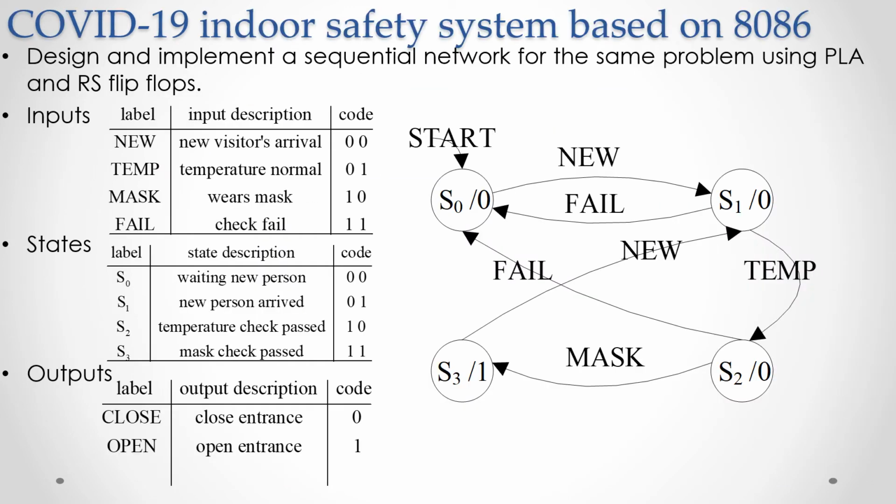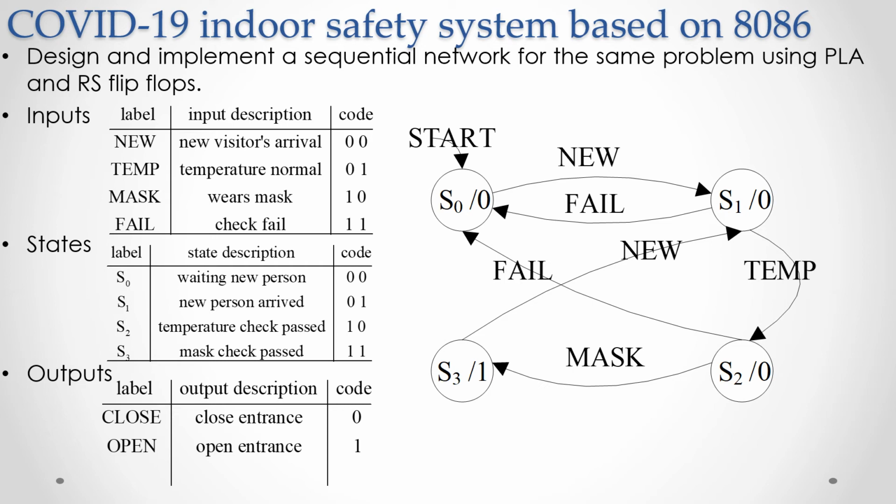In what follows, we'll see the same problem solved from the perspective of the logic design course using PLAs and Moore's automaton. The three main elements of Moore's automaton are the inputs, states and outputs. When it comes to the inputs, we have 4 possible inputs. The first signal is new visitor's arrival, which is decoded as 00. Moreover, we have the temperature normal signal, which is 01. We have the mask wearing signal.